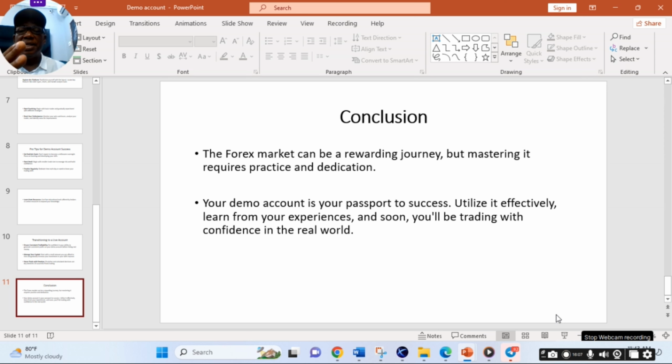Yes, the market can be very rewarding, but mastering it requires dedication and timing. Your demo account is a passport to your success. Utilize it wisely, learn from your experience, and soon you'll be trading with confidence, with 90% sure or probability of winning the market.